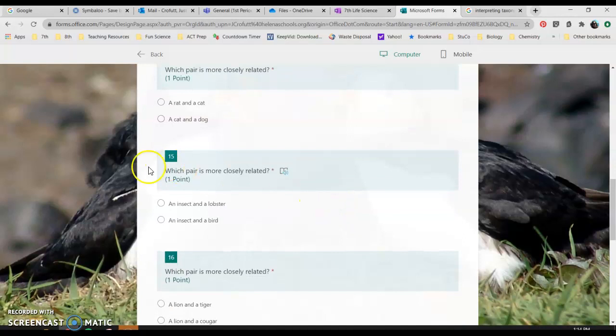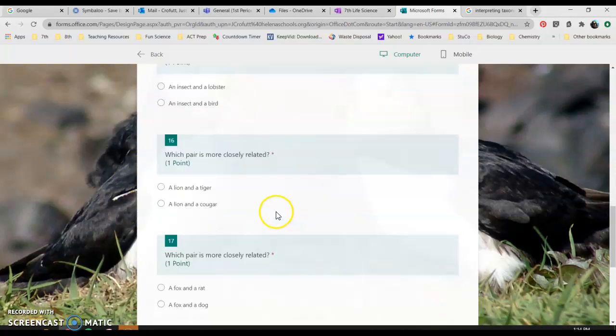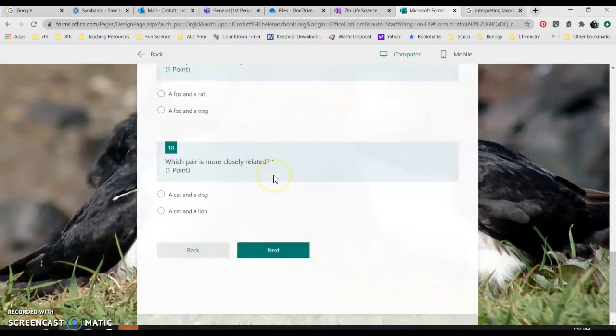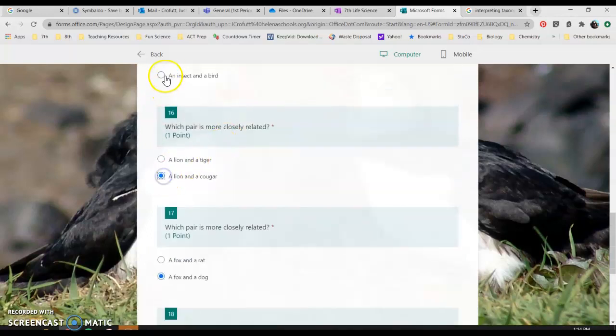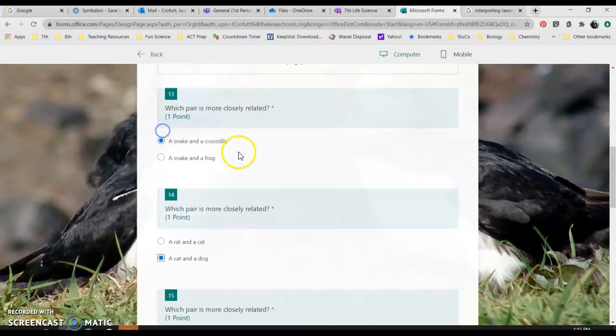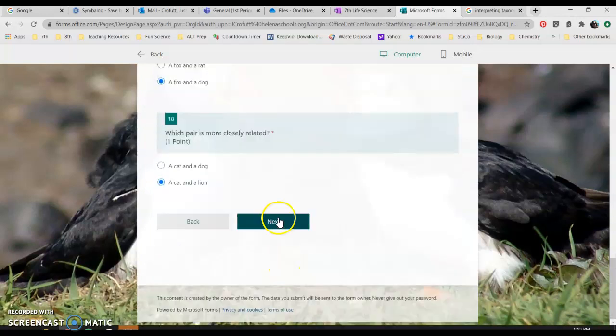Same thing with the rest of these. Find each pair and find out where they branch. If they branch closer to the animals, they're more closely related. And if they branch further up the taxonomic rank, then they're less closely related. I'm just going to go through and check answers on these. These aren't necessarily the right answers. I'm just going to advance us to the next section.